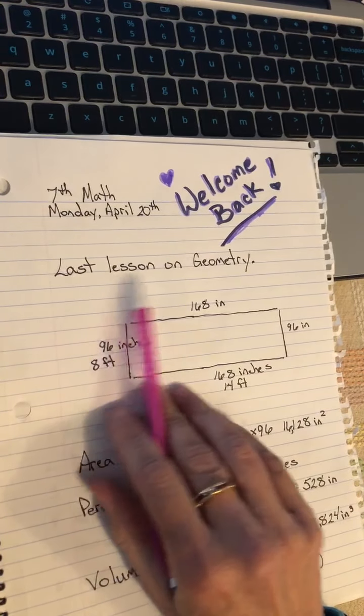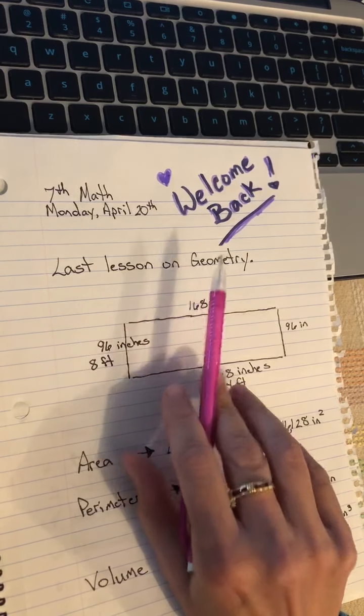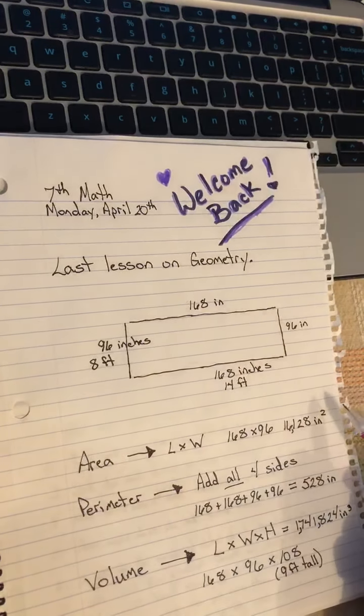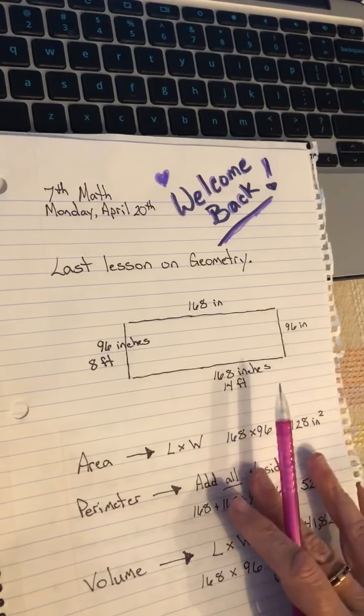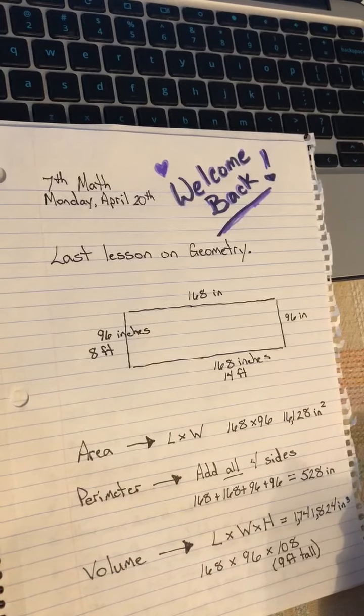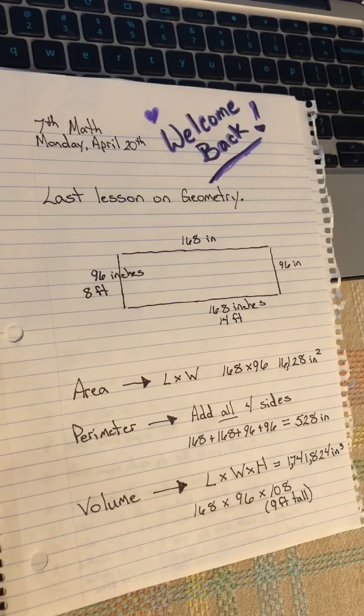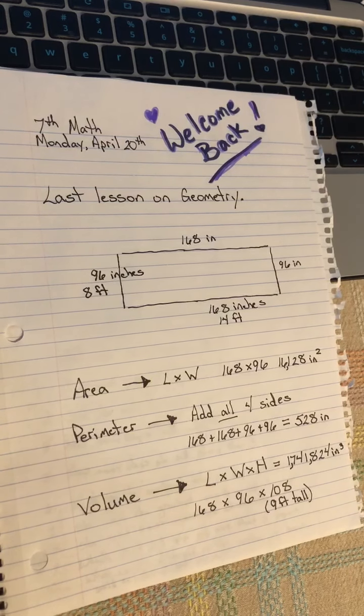And I just wrote down, we're going to do one last lesson on geometry. Geometry is kind of hard to do with virtual learning, but we're going to do one kind of different activity to finish things up. What you're going to need to do is choose a room in your house that's rectangular in shape or square in shape, and you will need to measure it.